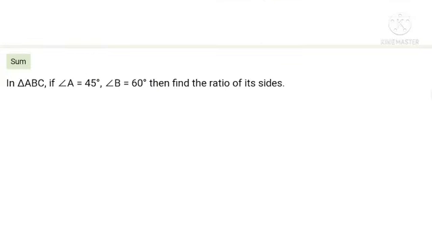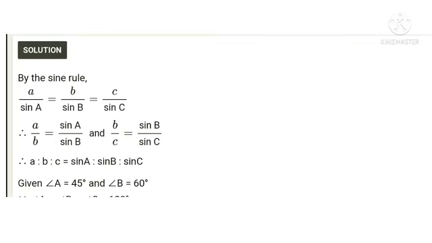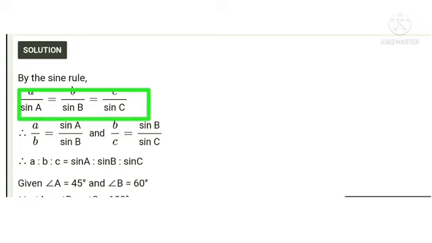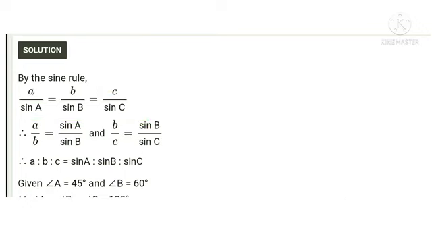See students, question number 3. In triangle ABC, if angle A is equal to 45 degree and angle B is equal to 60 degree, then find the ratio of its sides. Here two angles are given. So we first find the third angle and we have to find sides, means we have to find small letters a, b, c. See solution, we know the sine rule. What is the sine rule? a upon sin A is equal to b upon sin B is equal to c upon sin C.